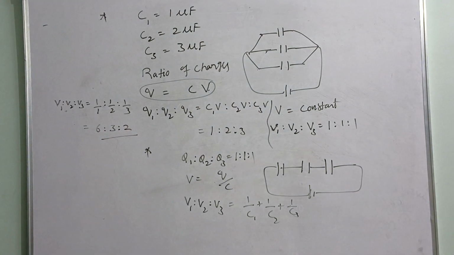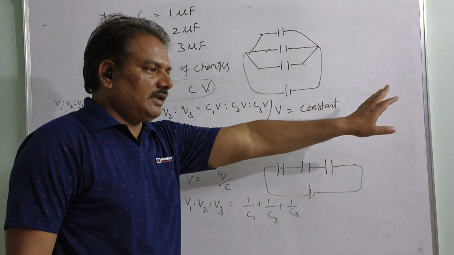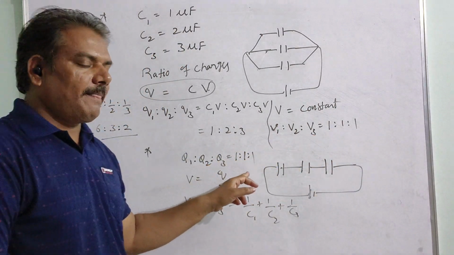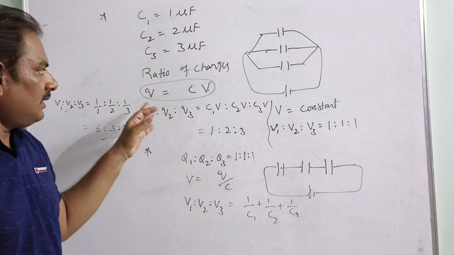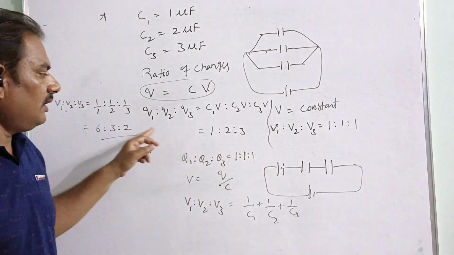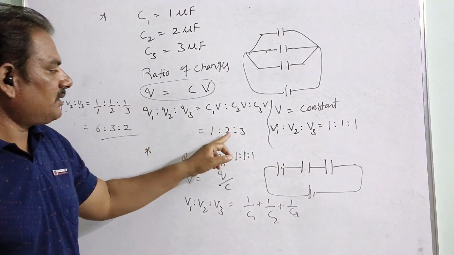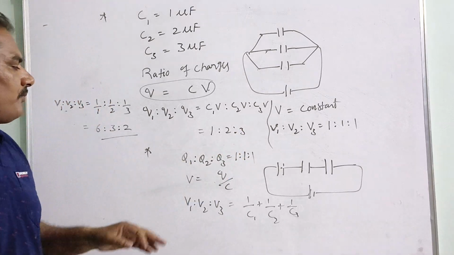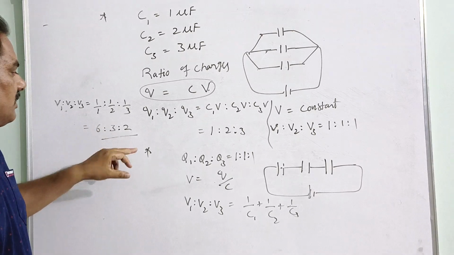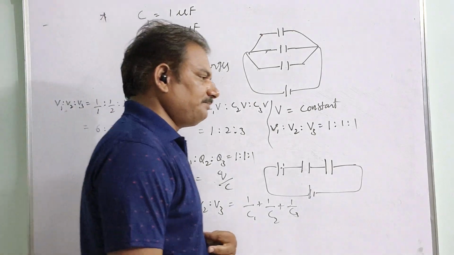So the three capacitors connected in series and connected in parallel: in a parallel combination, the potential is constant. In a series combination, the charge is constant. In a parallel combination, the charge ratio is 1 is to 2 is to 3. In a series combination, the potential ratio is 6 is to 3 is to 2.